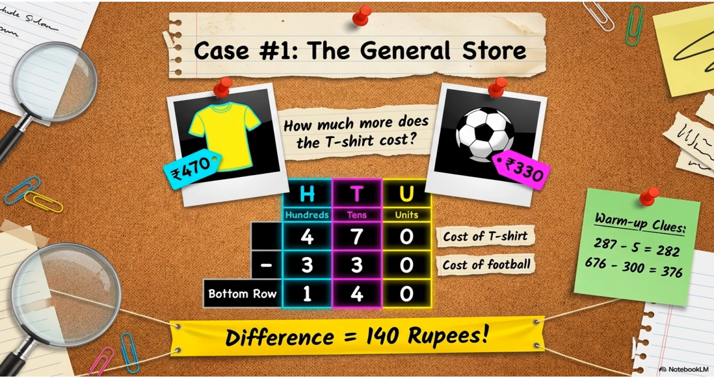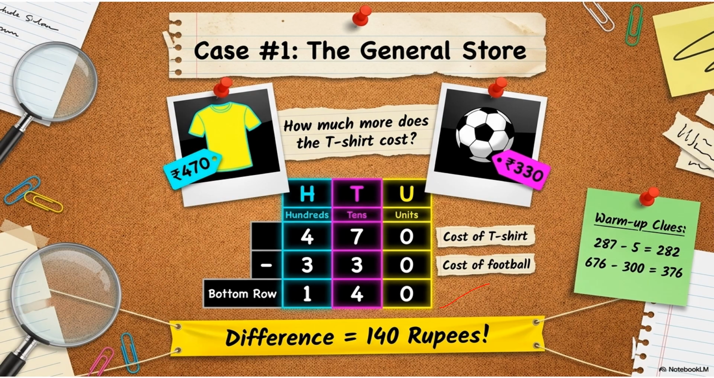Let's take one general store case, okay? Consider yourself as a big detective with all the instruments in your hand and a jacket with a nice coat, okay? So we are going to be in a general store. Let's say a t-shirt in the general store costs rupees 470 and the football costs 330. We need to find out the difference between them, okay? What's the difference of amount? So 0 minus 0 is going to be 0. 7 minus 3, if you take 7 fingers, remove 3, you're left with 4. And 4 minus 3 is 1. So you're left with 140 rupees.